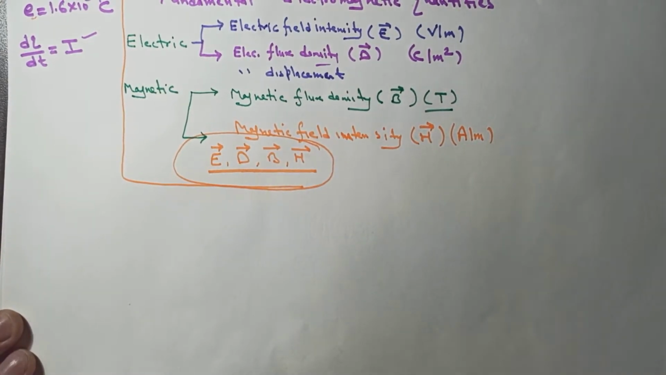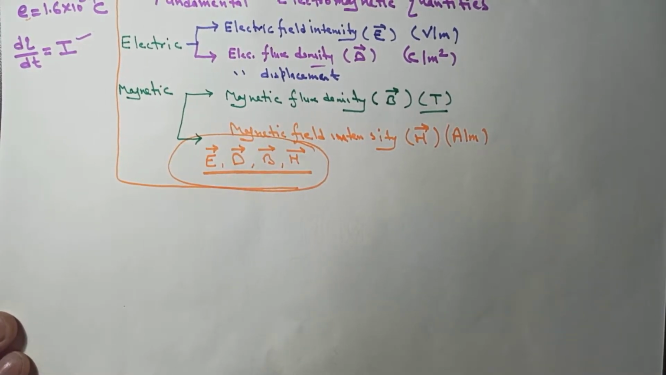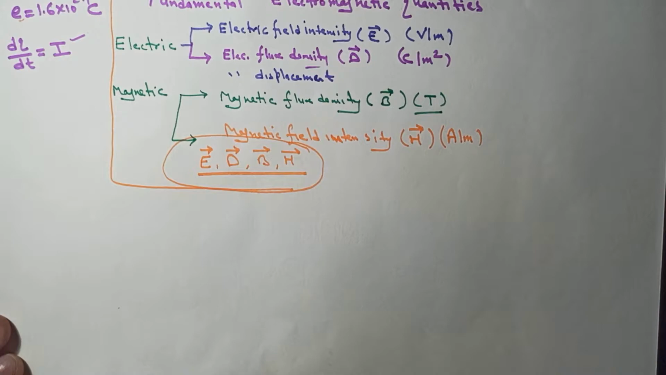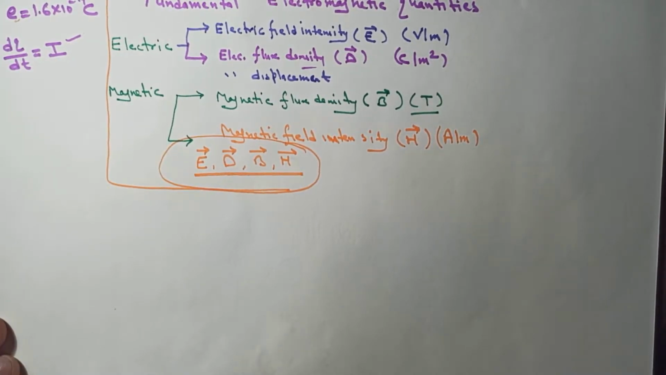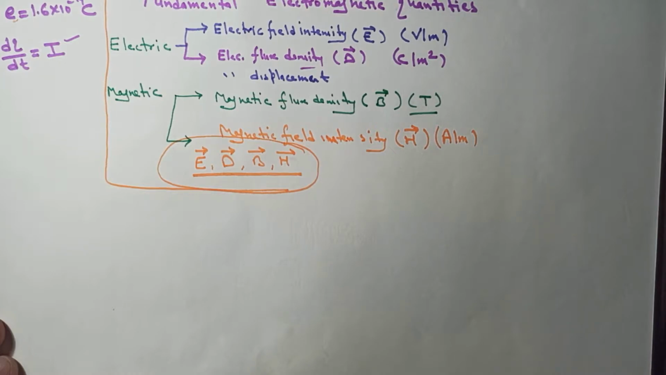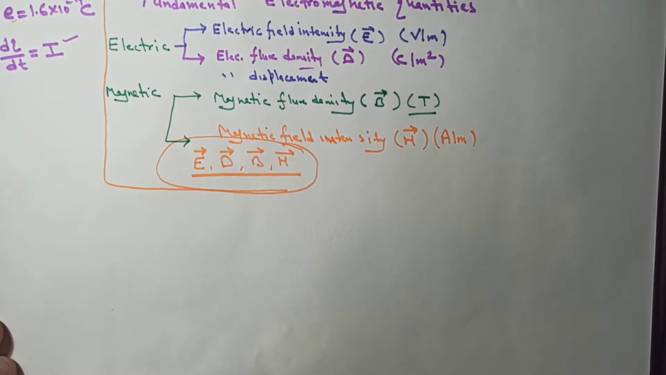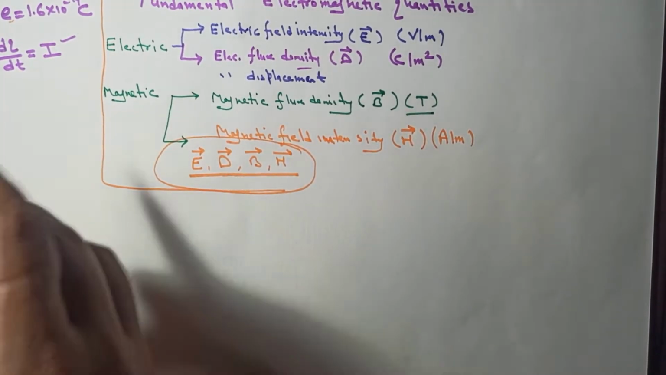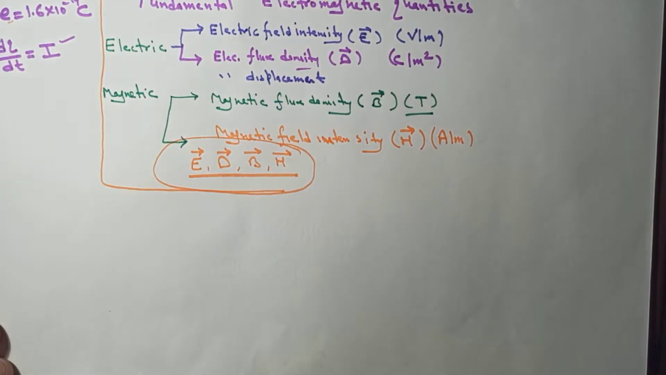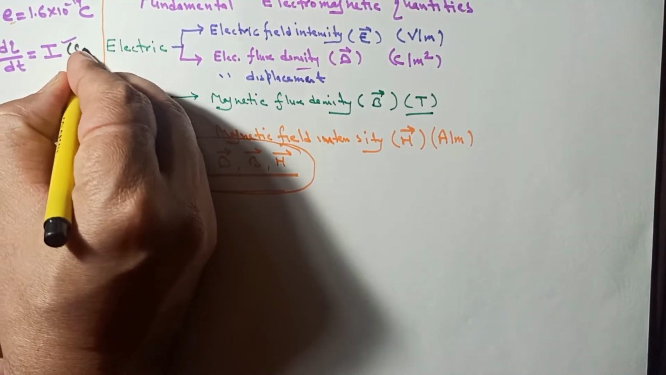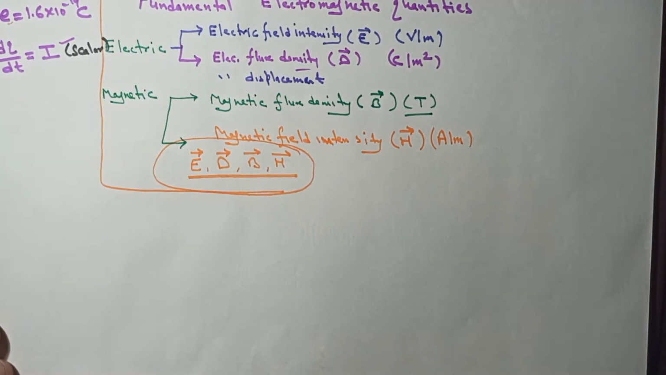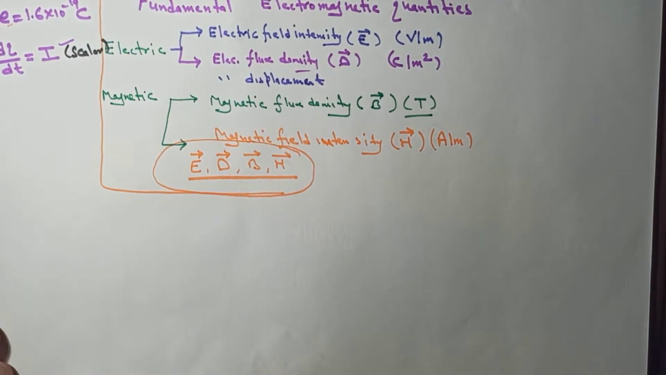I made a video on scalar and vector quantities, and you can see my previous videos for the basic knowledge of electromagnetics: why we require it, what is the use, where we use it, why we are studying it. The link is in the description, so you can see those videos. Okay, let us continue now. Current is a scalar quantity. Scalar quantities are those which have only amplitude but no direction.